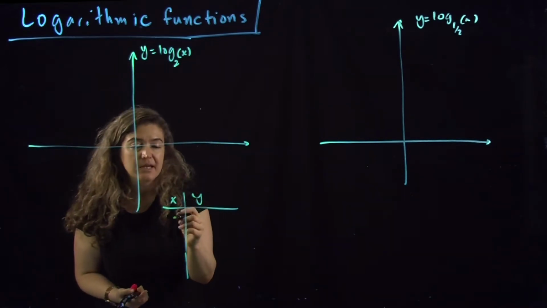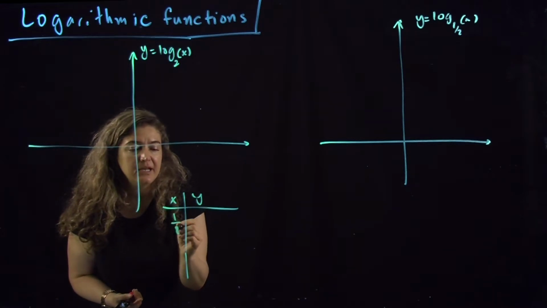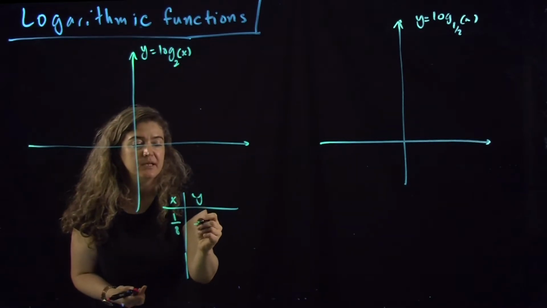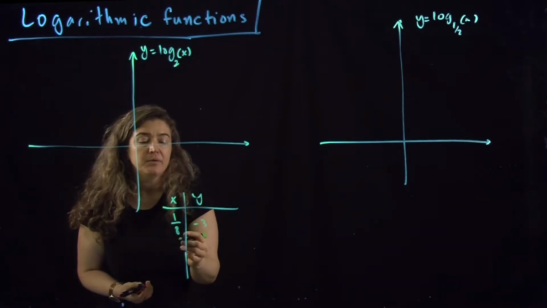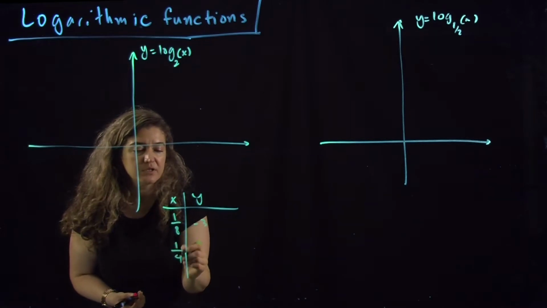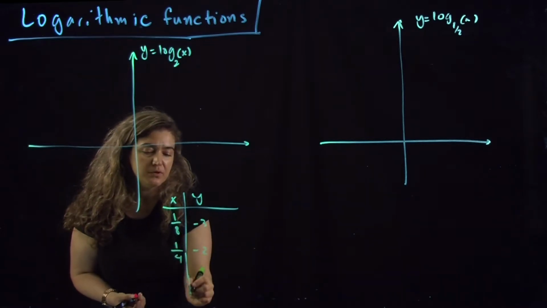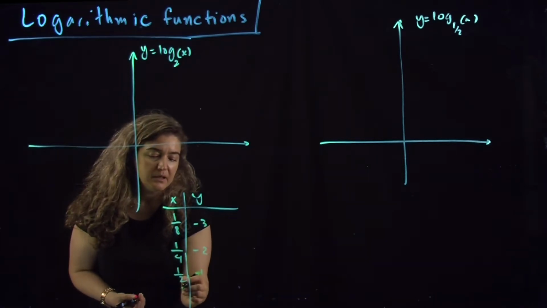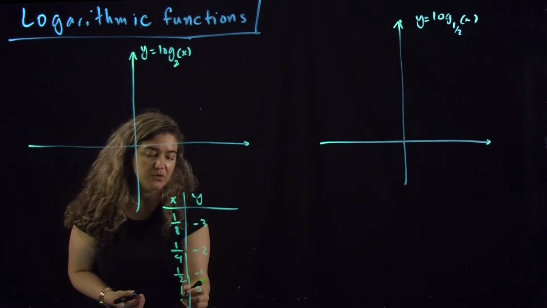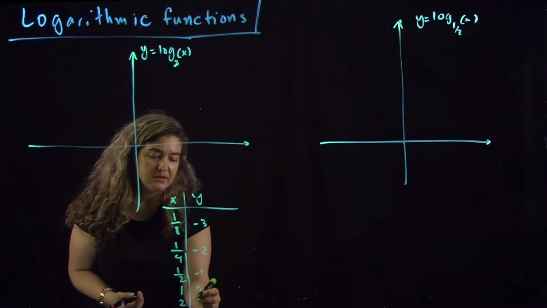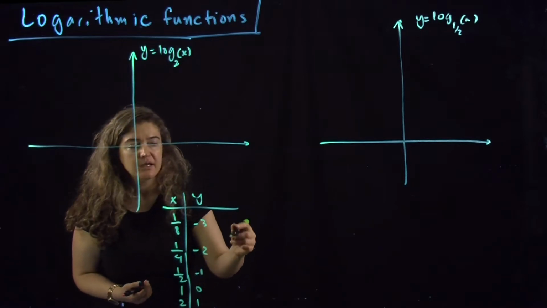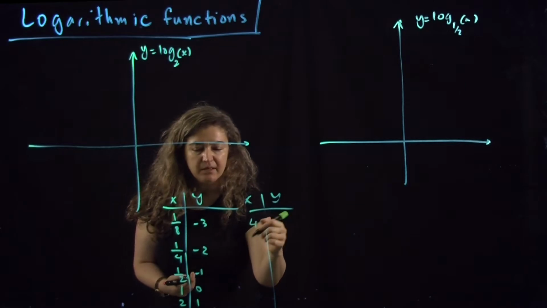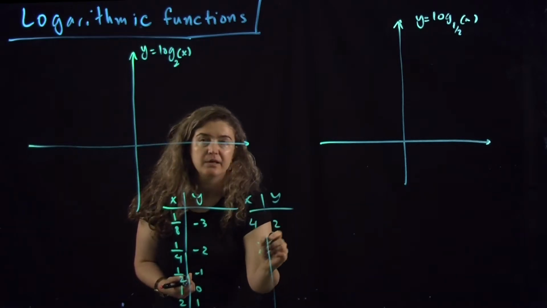Let's say the first thing that I put in is 1/8. Log base 2 of 1/8 is going to be -3. Then I want to put in 1/4, and that would be -2. Then 1/2 would be -1, and 1 would give me 0, 2 gives me 1, and 4 gives me 2, and so on and so forth.